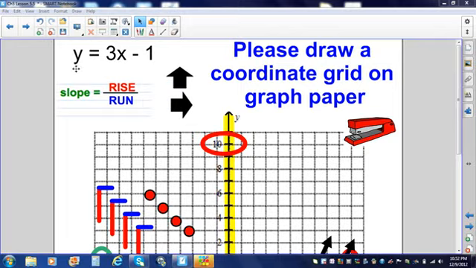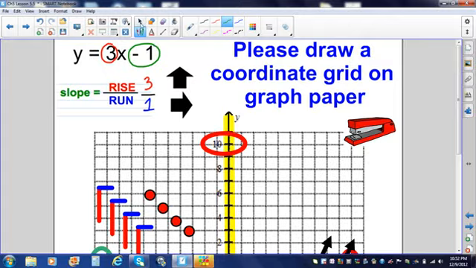In the equation y equals 3x minus 1, my slope is going to be 3 because it's touching the variable x. I do not have a denominator, so I give it a denominator of 1. My rise will be 3, my run will be 1. My y-intercept will be negative 1, so I will start at my y-intercept, which is negative 1.